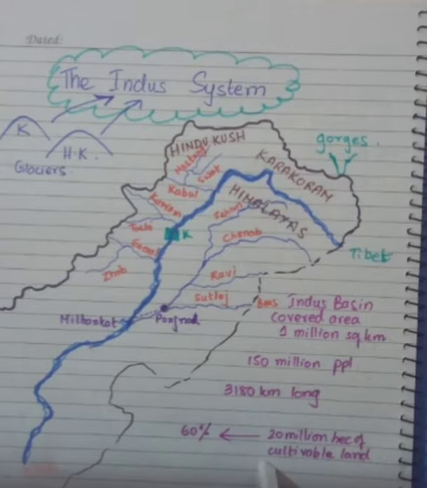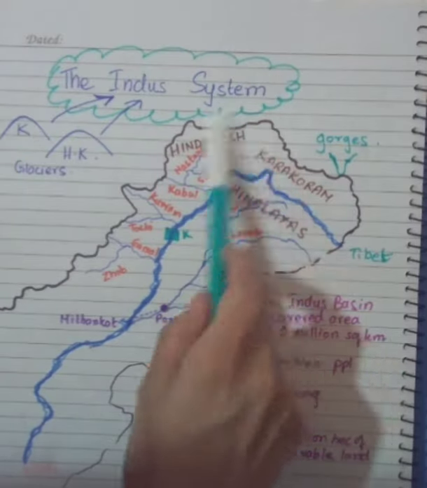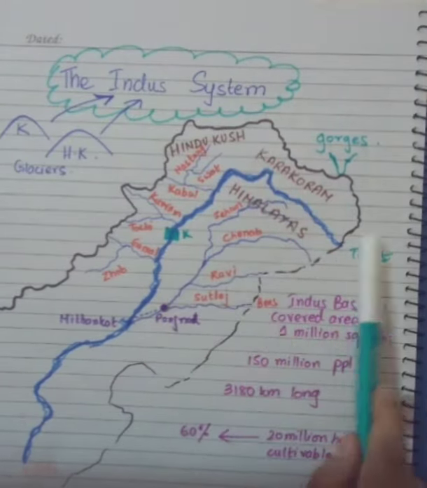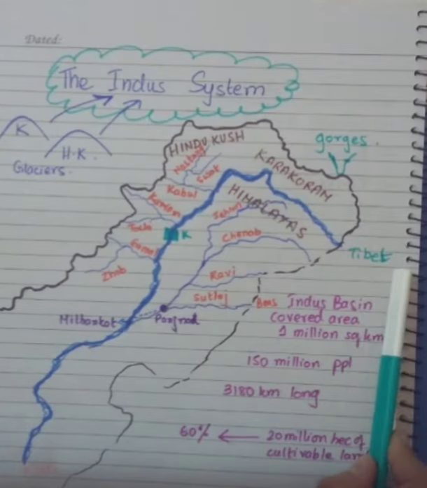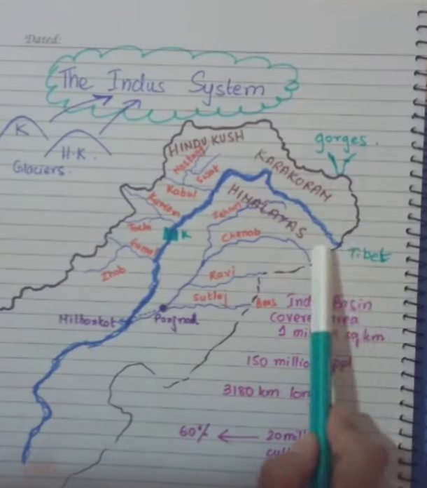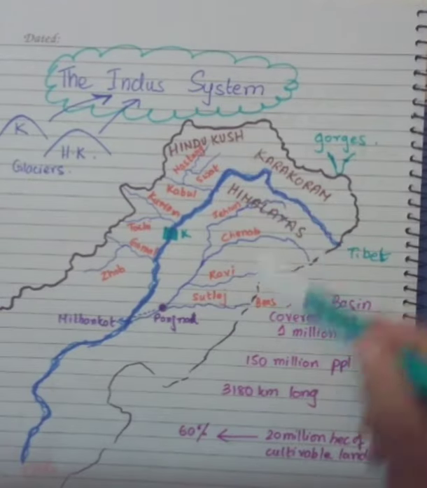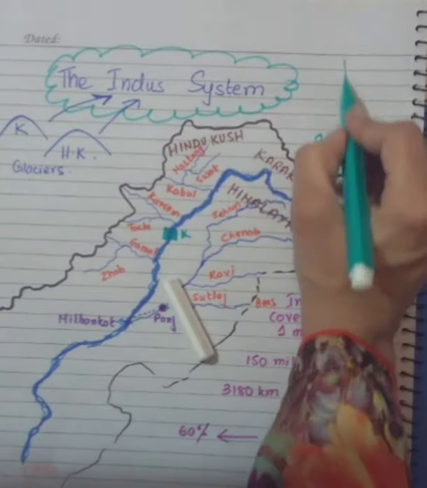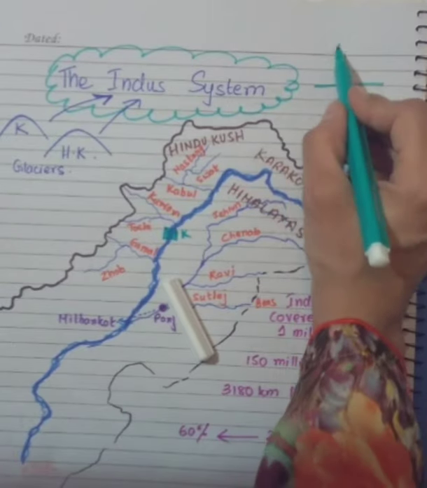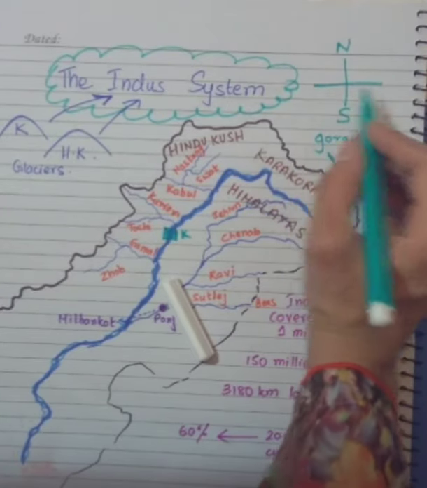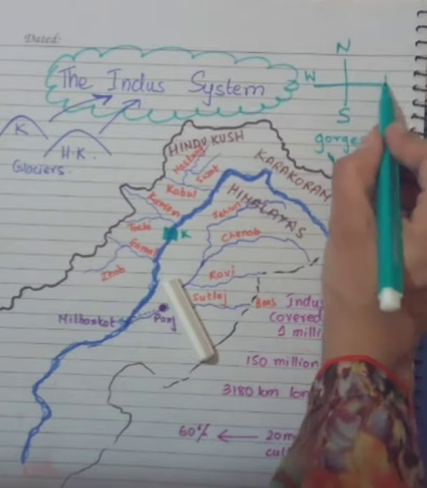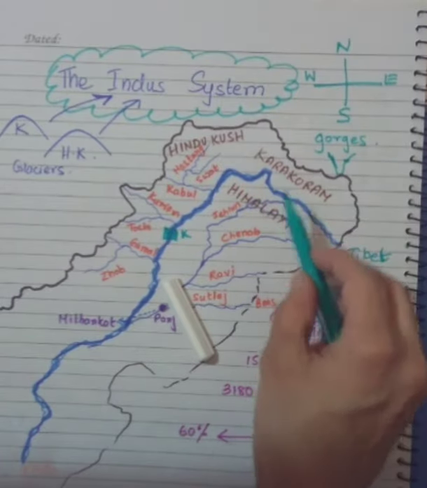So now let's move on to how this river is entering into Pakistan. It's entering from Tibet and Kashmir into Pakistan, so it's moving northwest. This is the cardinal diagram. So this is north, south, this is west, and this is east. So it's moving northwest.